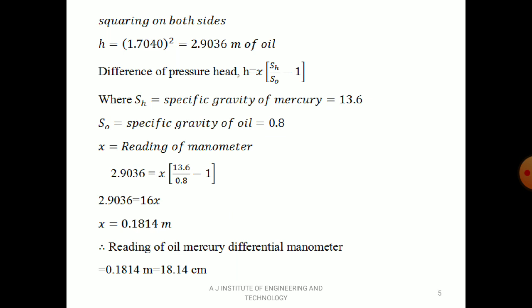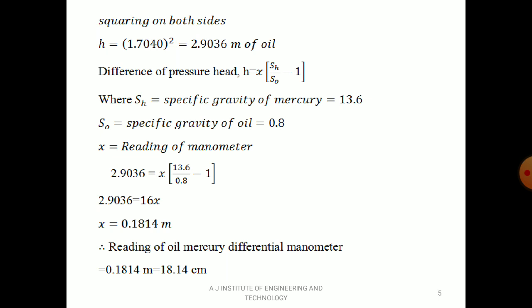So the difference of pressure head is given by h equal to x into Sh divided by So minus 1. This is the first case because the manometric fluid has specific gravity greater than the flowing fluid, where Sh equal to specific gravity of mercury, that is 13.6, So equal to specific gravity of oil, that is 0.8, and x equal to the reading of the manometer. You are supposed to find the value of x. We know the values of h, Sh and So, so we can easily get x.